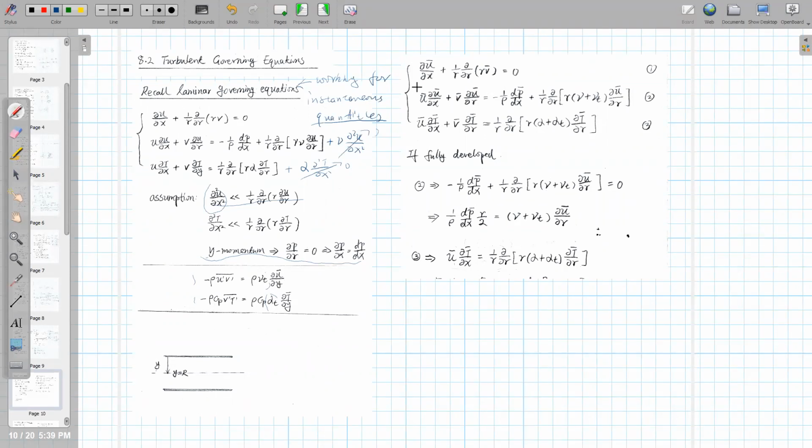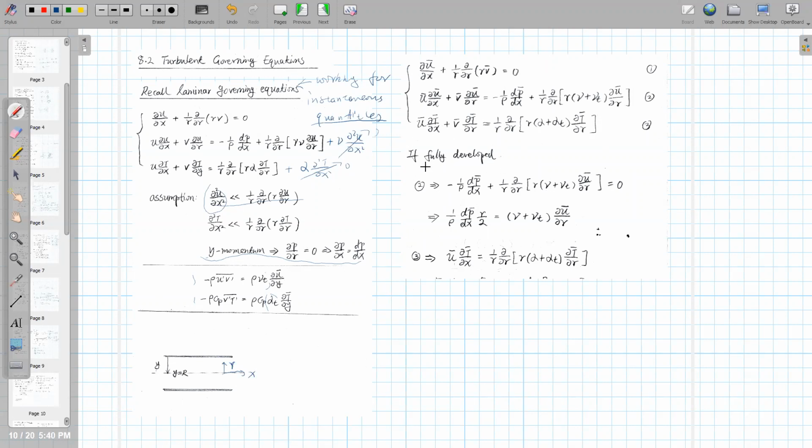This will be the final solution for the Reynolds averaged governing equations. So you have the continuity equation, the x momentum, and the energy equation. All right, and this is what it looks like for pipe flow. So this will be the r direction, and this will be the x direction. r is in this direction, and this one we consider the x direction.